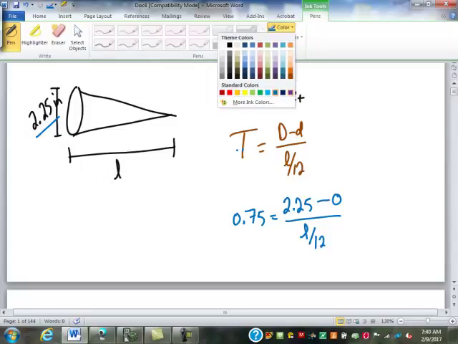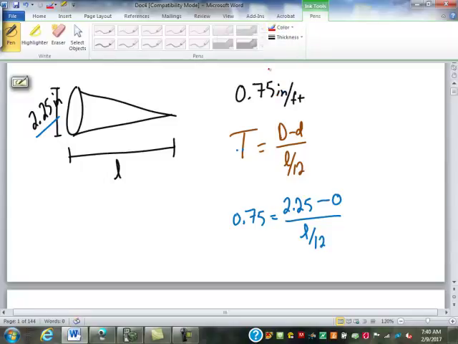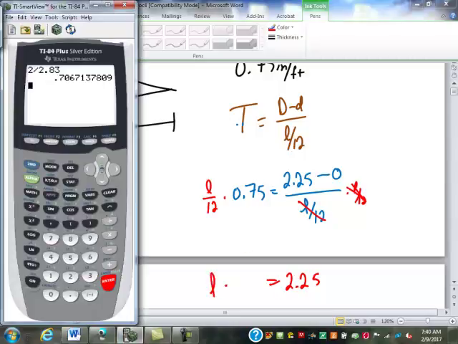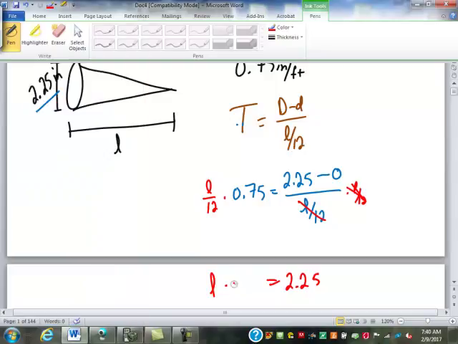A lot of different ways you can go about it. We'll do Josh's preferred way, which is to multiply by the L over 12. So multiply by L over 12 on both sides. So this is gone. Over here we just get 2.25. 2.25 minus 0 is 2.25. L over 12 times 0.75. So 0.75 divided by 12 is 0.0625.